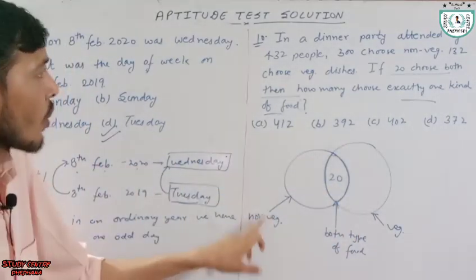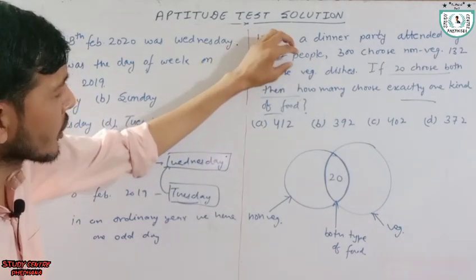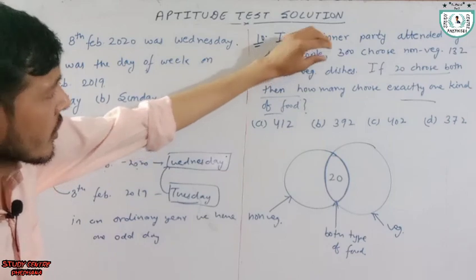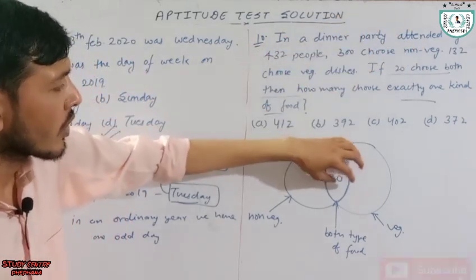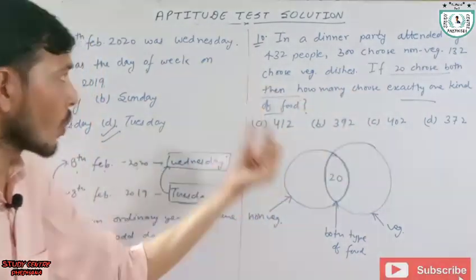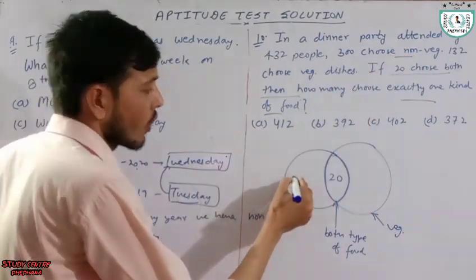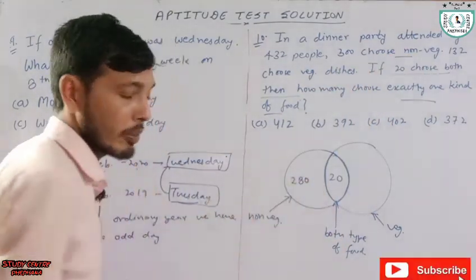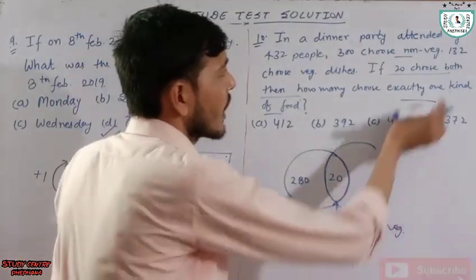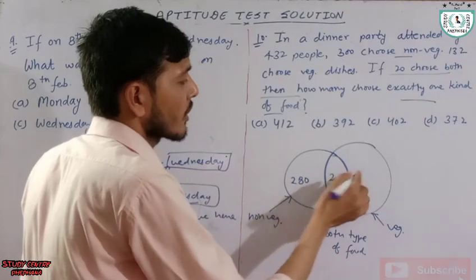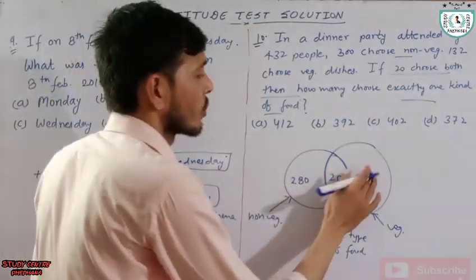Now, non-veg is 300 people. From the 300, 20 choose veg also. It means only non-vegetarians are 280 people. And accordingly vegetarians only are 132 minus 20, that is 112.